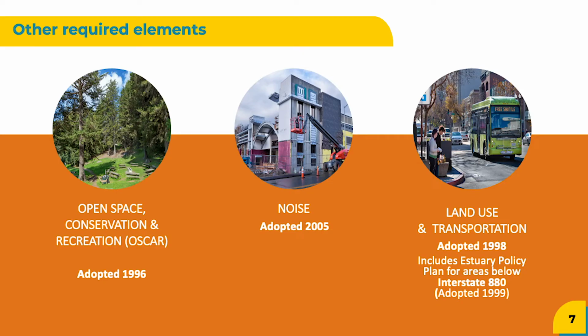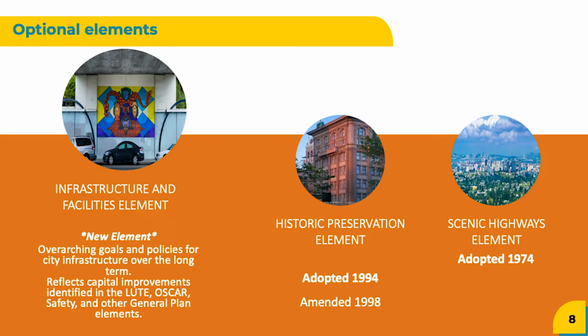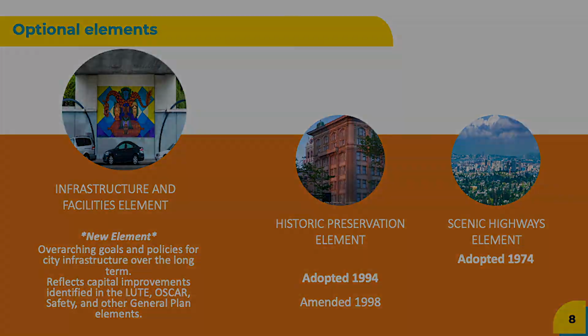In the second phase of the General Plan update, we will update the open space, conservation and recreation element, noise element, and the land use and transportation element. State law also gives cities the option to include any other topic as an element. Here in Oakland, in Phase 2, we will also be creating a new infrastructure and facilities element. Even though the update is happening in 2 phases, work happening in Phase 1 will inform Phase 2.